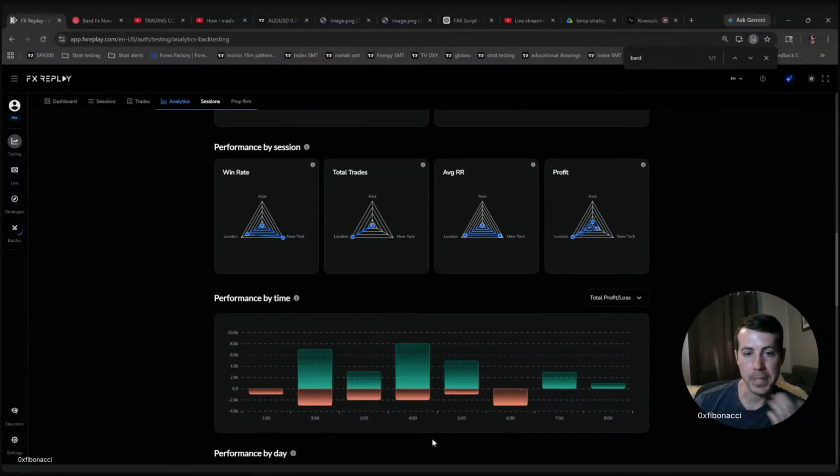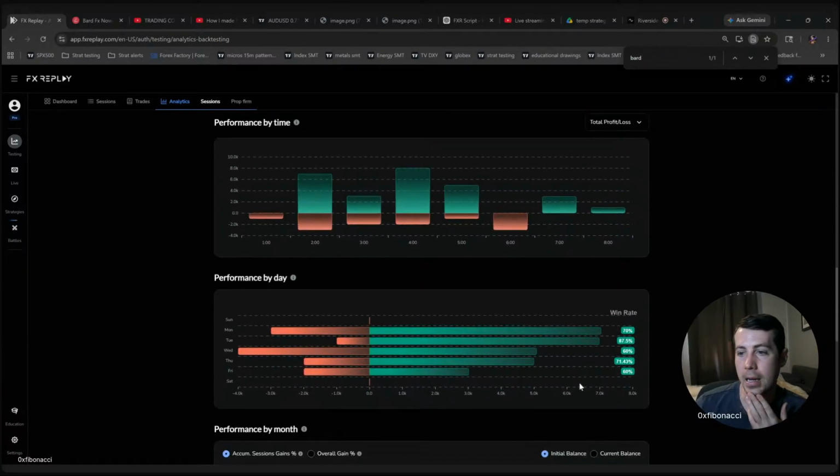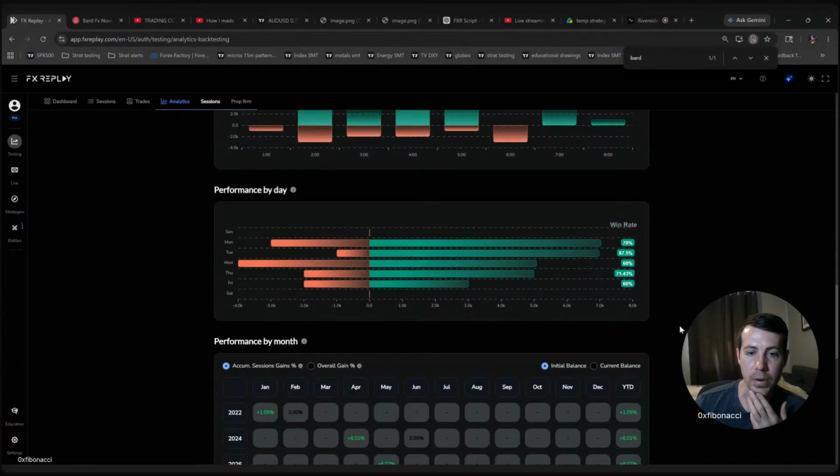Same thing with performance by hour. If you're seeing that it really drops off in late London, maybe you just trade the first few hours of London. But as you get a larger sample size, you'll be able to get good insights on that. Same thing with performance by day. Maybe there's certain days that the strategy just doesn't do quite as well.